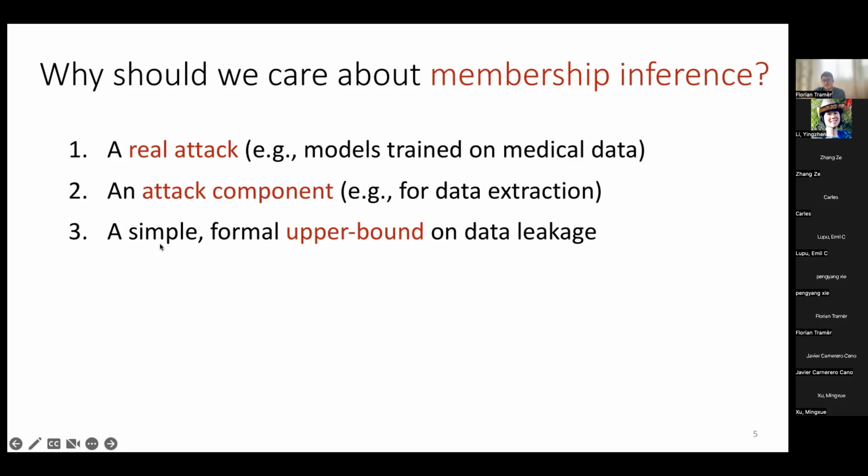And finally, and this is maybe the main reason why people have been studying membership inference, because it's the simplest form of privacy attack, you can use it as an upper bound on how much a model might leak. If you can show that membership inference is not possible, if an adversary cannot even infer membership of training examples, then in some sense you're good. Probably the adversary will not be able to extract data or do anything bad either.